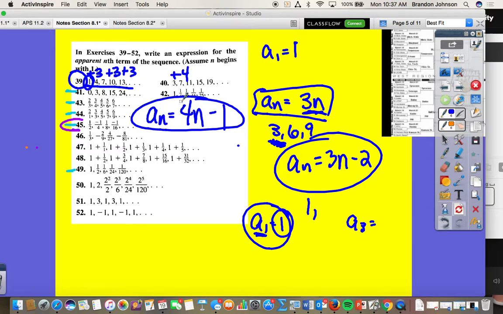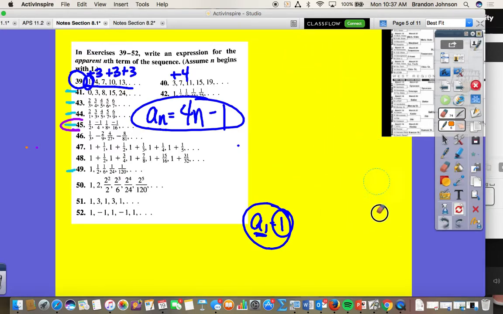Can you do the first one on the homework? Yeah, what's the first one on the homework? It's 1/2, negative 1/4, 1/8, negative 1/16. Okay, let's take a look at this one. It's 42, 45 up there. Is it 45 up here? Cool. We'll do that one.